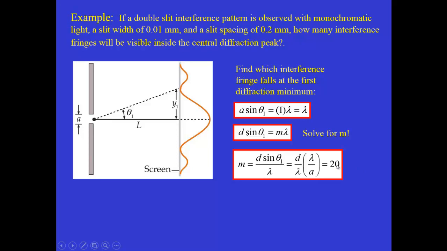It's exactly the integer 20, which means that starting from the center, the 20th double slit interference fringe is missing because it falls right at the location of the first minimum in the diffraction pattern. So what that means is we've got a fringe at the center, which is m equals 0, and then there's 19 more on either side of the center that are visible, and the 20th one is missing. So 1 for the central peak plus 19 on each side gives us 39. So the answer to the question is we will see 39 fringes inside this central diffraction peak, and then the next one on either side will be missing.